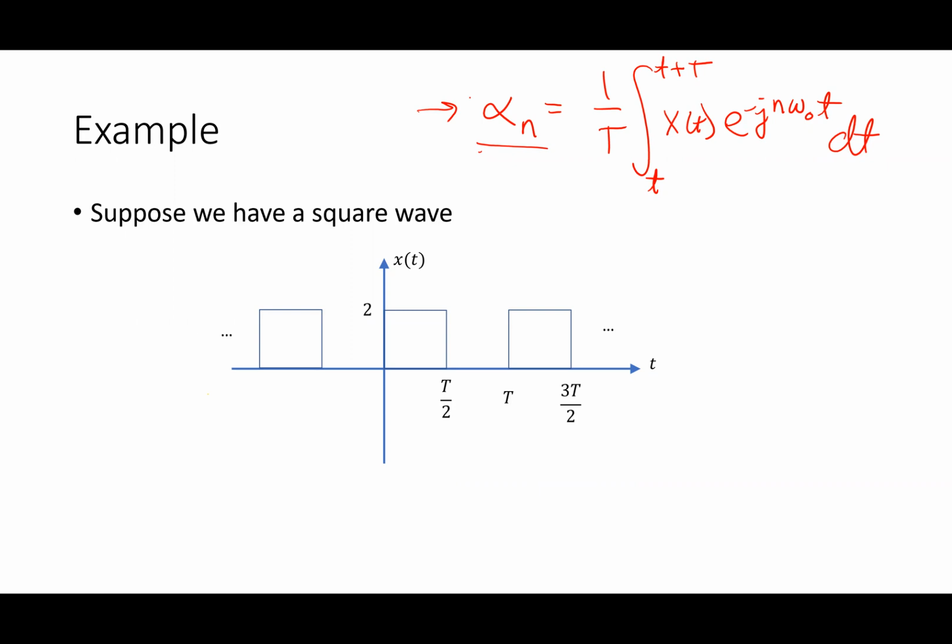So let's say that I'm going to do this over the interval from 0 to T. So I'm going to do it from here to here. All right, so I'm going to integrate over that period. So for now, I'm going to say I don't even care about a number. I'm just going to say omega naught is 2 pi over capital T, whatever that is. Okay. All right. So that's my waveform here.